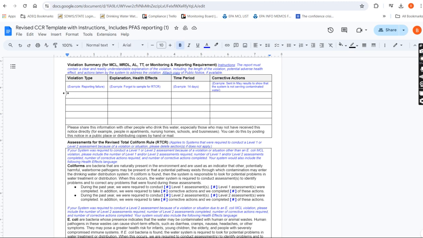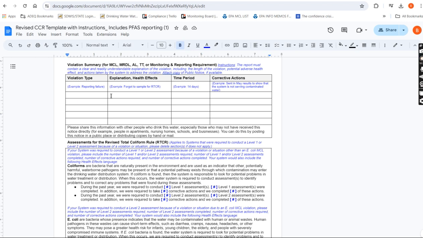So under violation type, you would either say missed monitoring, MCL exceedance, late reporting, sort of the general overview of what happened. And then in the explanation, in plain terms, what happened. And if it was a missed monitoring, treatment technique, or an MCL violation, you need to include the EPA approved health effects statement for that contaminant. This is going to be the same health effects statement as what you see on the public notice that was required for that violation. If you are reporting a late reporting violation, you do not need to include health effects language.